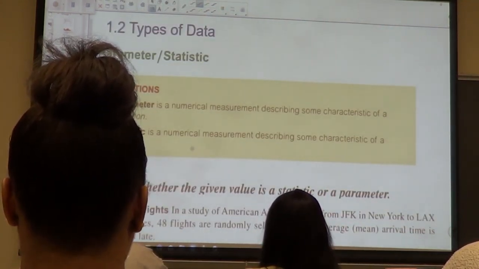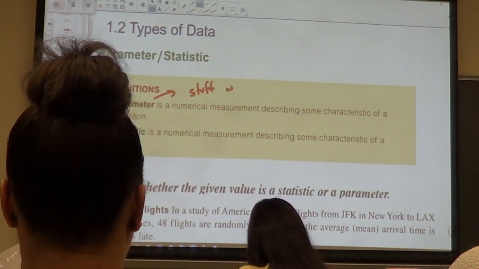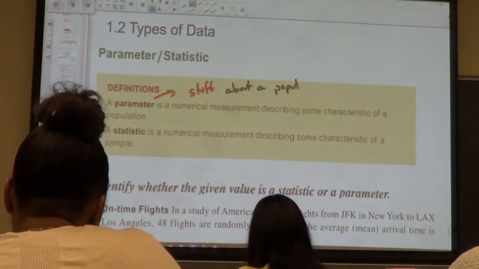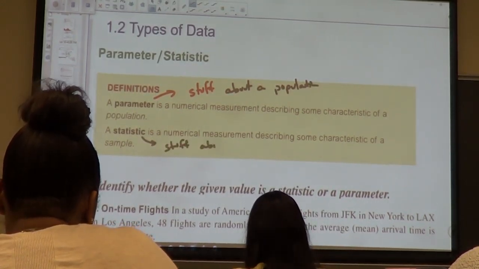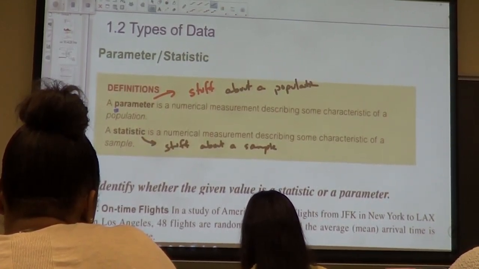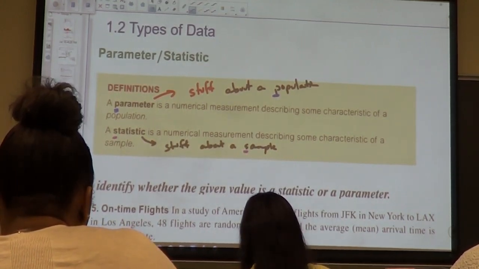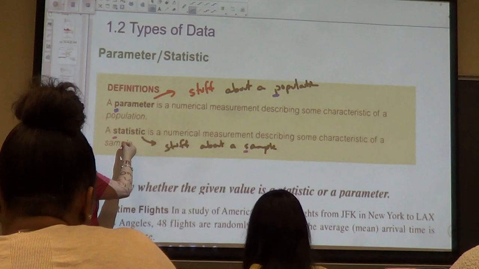Parameter and a statistic. Parameter is when we're talking about the stuff about a population, and statistic is when we're talking about the stuff about a sample. Here's the easiest way to remember it, y'all. P for parameter, P for population. S for sample, S for statistic. So if I'm giving you details about a population, we call it a parameter. If I'm giving you details about a sample, we call it a statistic.